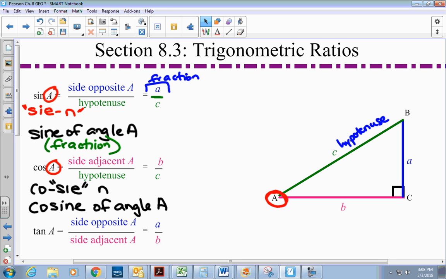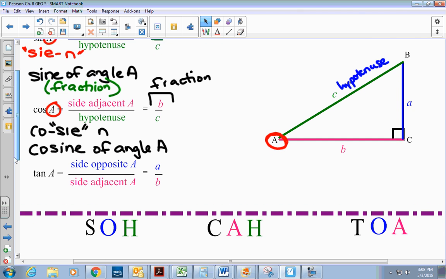So the fraction we're going to put together for the cosine is: we're going to put side B, whatever distance or length side B is, on the top, and then we're going to put the hypotenuse on the bottom. So we're going to create a fraction. There is only one other option we can do, and this option is called the tangent.